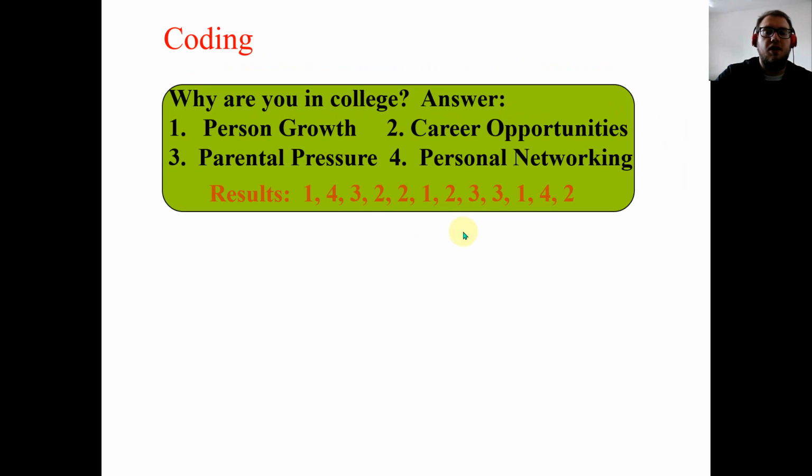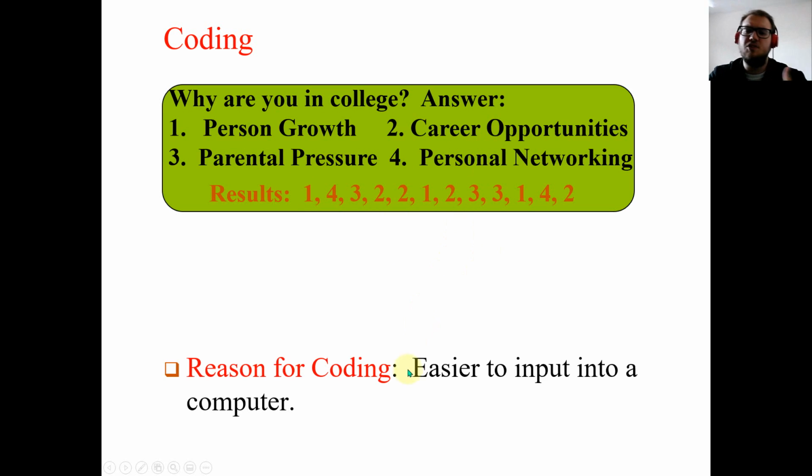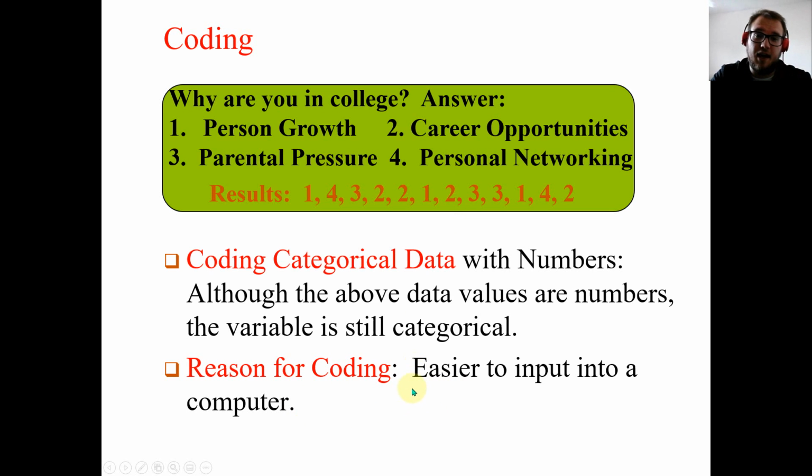So let's talk about coding. Let's just say these are the results we got from a survey where we supplied it to undergraduate students at BG. And the answers go from personal growth to career opportunities, parental pressure, and personal networking. So we have all these results: personal growth, 4; personal networking, 3; parental pressure, 2; career opportunities. So the reason for coding is because it's easier to input into a computer and to analyze it.